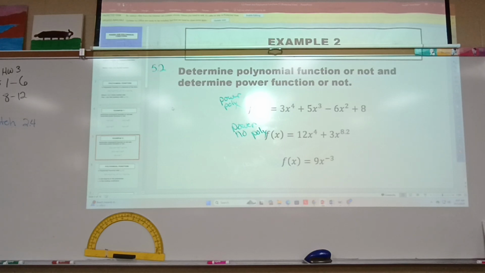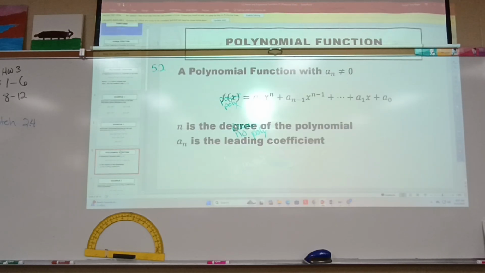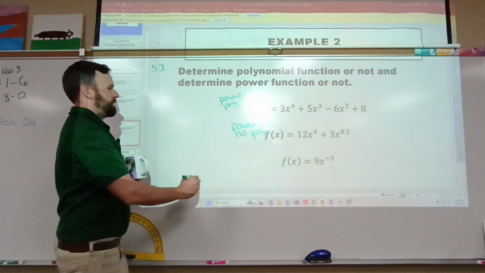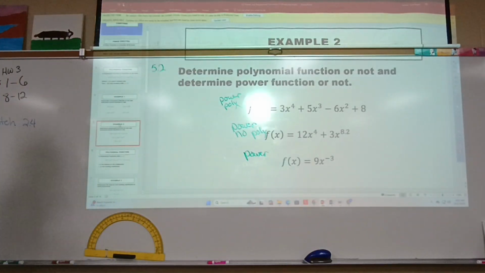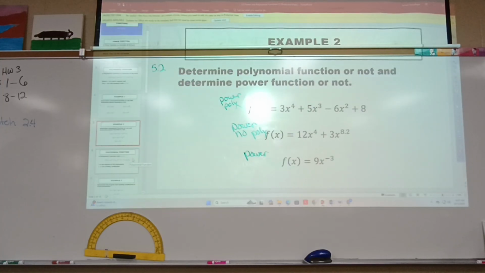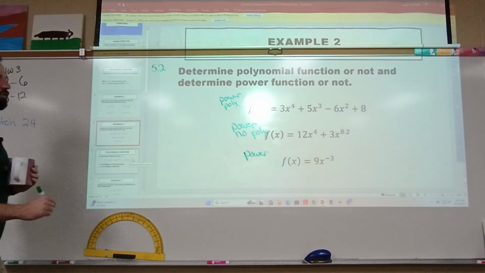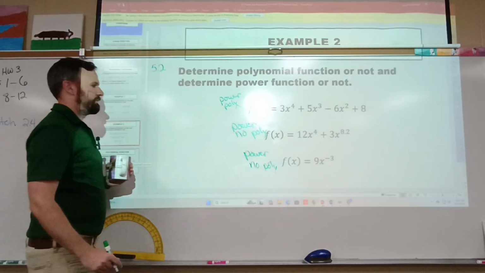And the last one, what is my power? It would be a power function, right? Because it said any real number. Agreed? So it's a power. But what did it say for poly? What has to be true about my exponents? It's a whole number. You guys remember whole numbers are 0, 1, 2, 3, 4, so it can't be negative. Power, no poly.